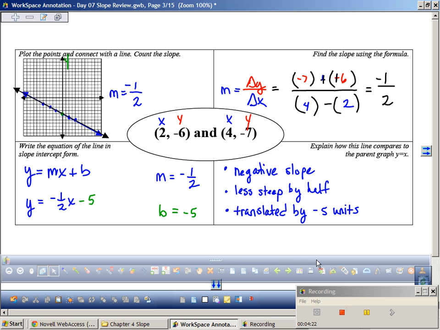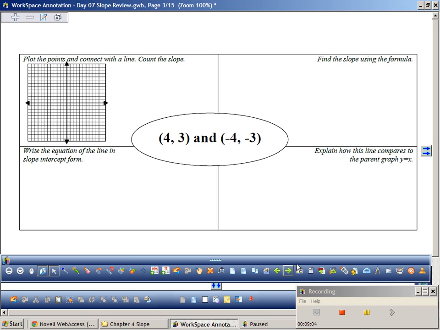Questions? So that kind of puts everything we've learned about slope together, right? Why don't you guys copy that down? I'm going to give you your worksheet. All right, so let's begin with another example.